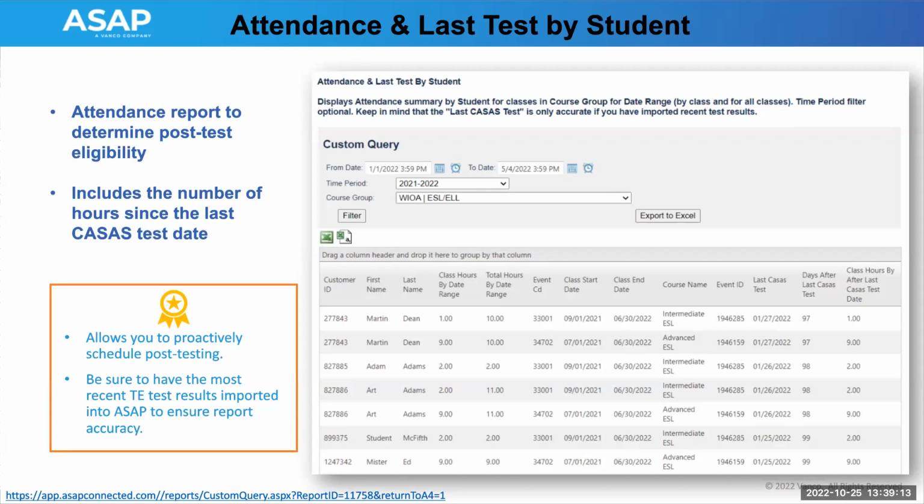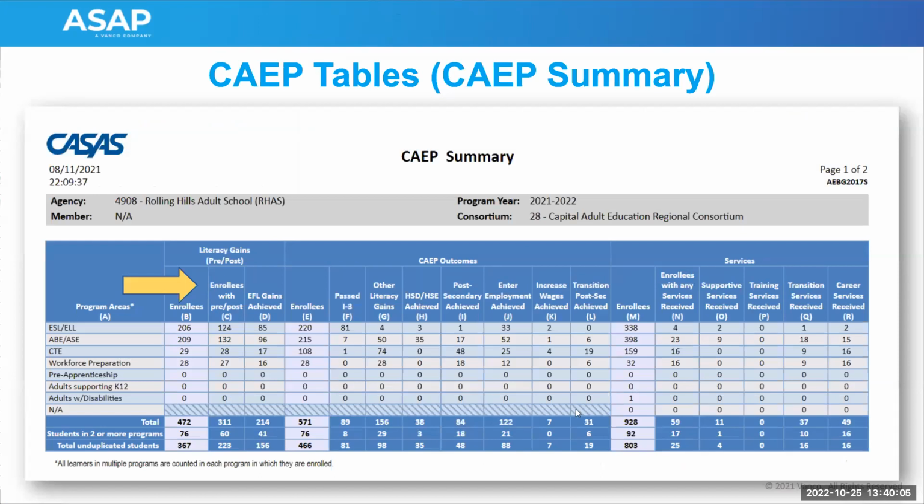And another report that's handy for determining post-testing eligibility is a new report that we added, attendance and last tests by student. This report depends on the fact that you're importing CASAS test scores into ASAP. So not only do we give you the number of hours since the last test date, we identify the last CASAS test date. And again, what do we have here? Sergey added the days after the last CASAS test, and then the class hours by the last test date. Both of these are really helpful when you want to be proactive to get those numbers up, enrollees with pre and post tests.